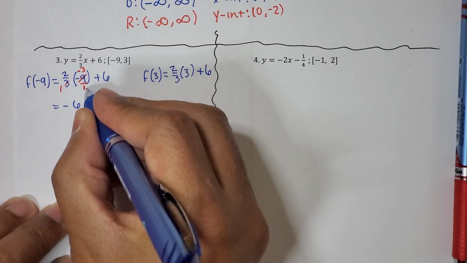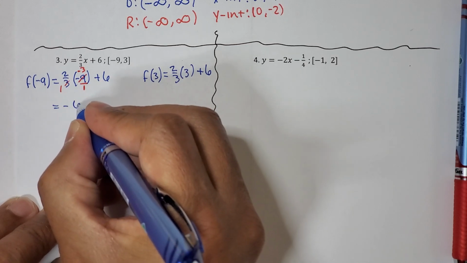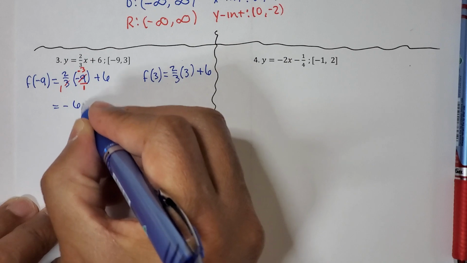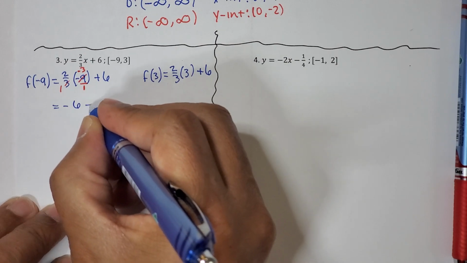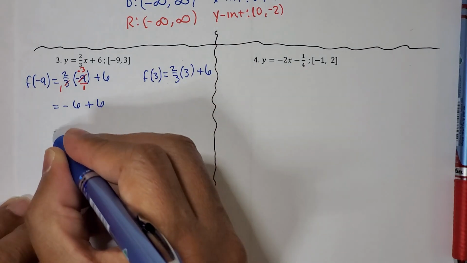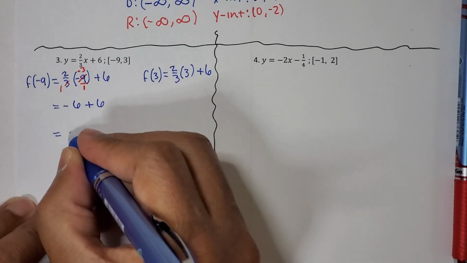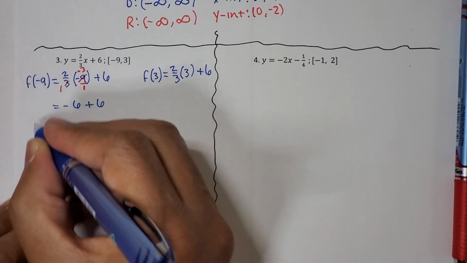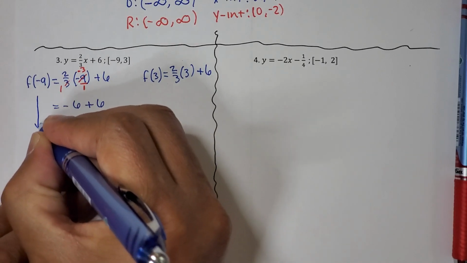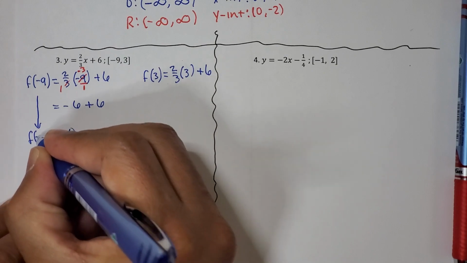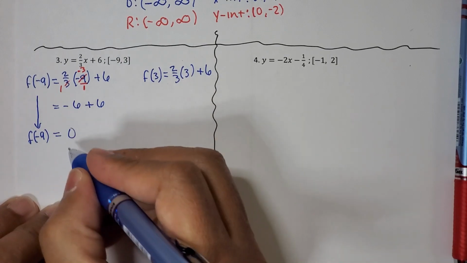Okay, 1 times 1 is 1. So it's going to be negative 6 over 1. I'm not going to write it down. We know that it's still going to be negative 6. So plus 6. And in the end, negative 6 plus 6 is going to be 0. Okay. So then I'm going to bring this down here just to let you know that I'm still doing f of negative 9. And that's equal to 0.